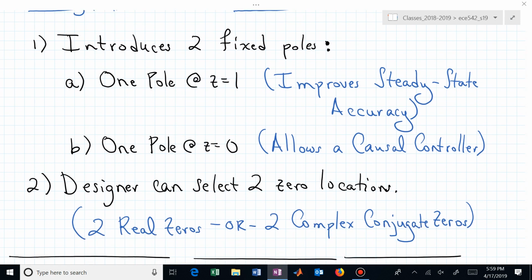The designer, that's you. You get to select those 2 zero locations. And those 2 zeros could be real zeros, or they could be complex conjugate zeros, depending on what you're trying to accomplish with your system or the closed loop behavior.